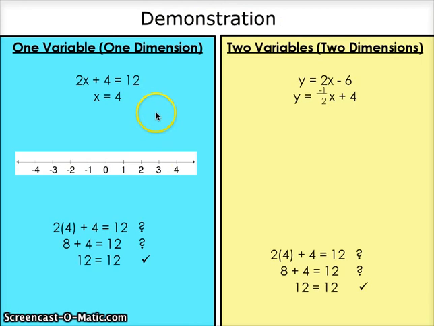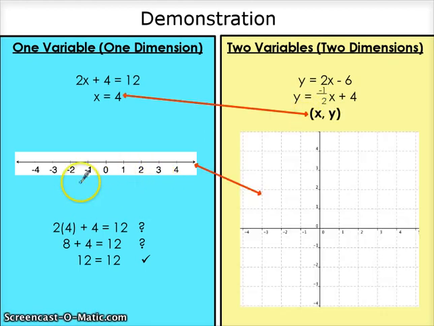Before we solve our system of equations, let's look at the difference between solving one equation with one variable in one dimension and solving two equations, which is our system, two variables in two dimensions. In our one variable equation, 2x plus 4 equals 12, the solution is x equals 4. In our two variable system of equations, our solution goes from x to xy. This should look familiar. It's a coordinate pair.